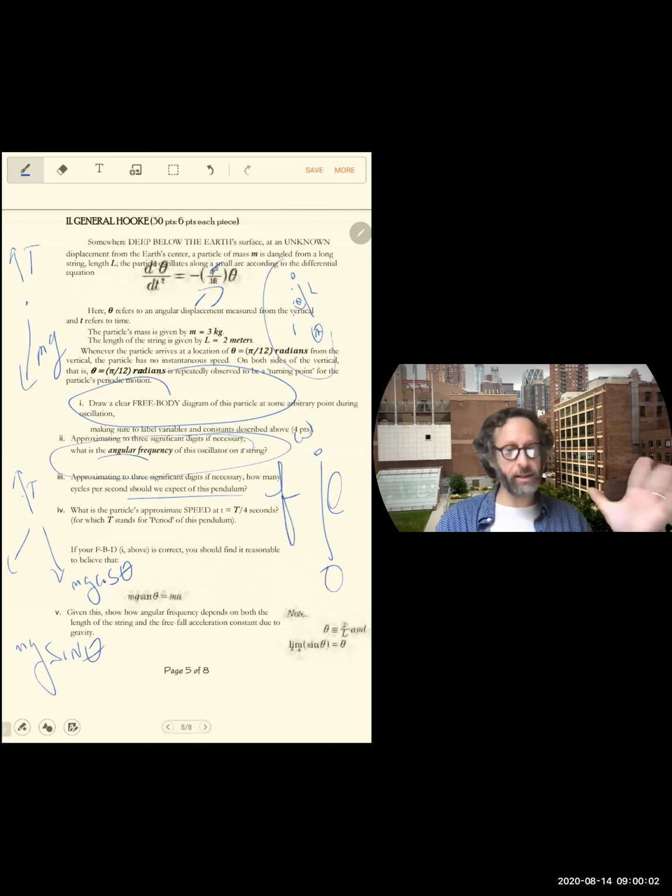You can't say 8 seconds per cycle. That's true information, and that's one step away from actually answering the question. But if you say 8 seconds per cycle, you're not answering the question, right? So I would take off a point for that. You have to bring everything back to the actual question.